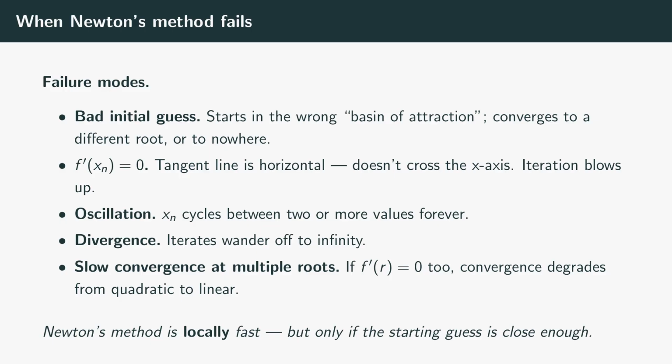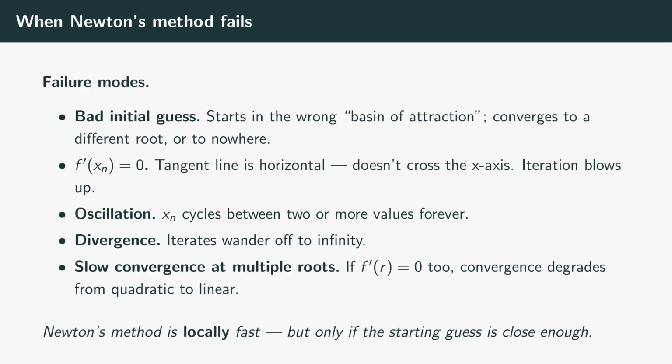Second, f prime at x sub n equals 0. Tangent line is horizontal. A horizontal line never crosses the x-axis, and the formula has a division by 0. The iteration blows up. Third, oscillation. The iterates cycle. There are toy examples, like f of x equals x cubed minus 2x plus 2 starting at x naught equals 0, where Newton's method bounces between 0 and 1 forever. Fourth, divergence. The iterates wander off to infinity. Try f of x equals arctangent of x starting too far from 0 and Newton's method runs away.